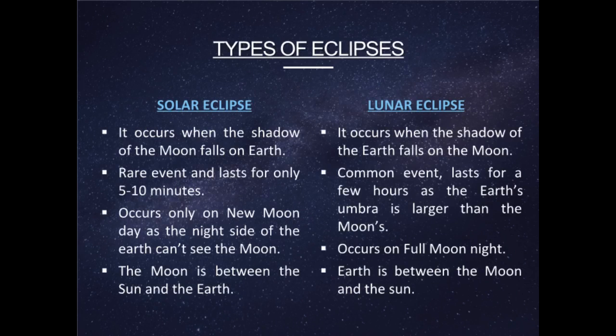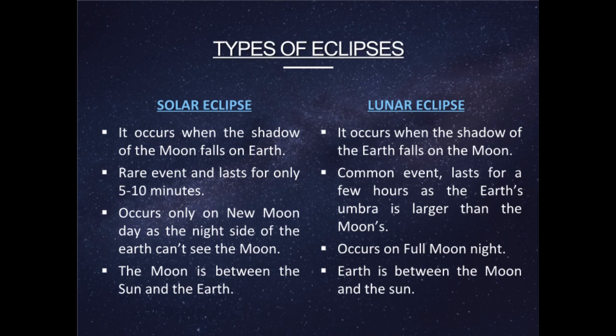Let's talk about solar eclipse first. It occurs when the shadow of the moon falls on Earth. It is a rare event and lasts for a few minutes. It occurs only on new moon day, as the night side of the Earth can't see the moon. The moon is between the sun and the Earth.